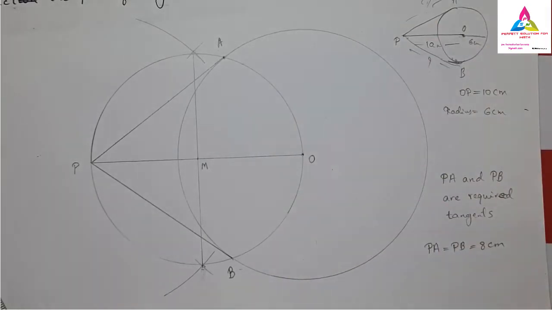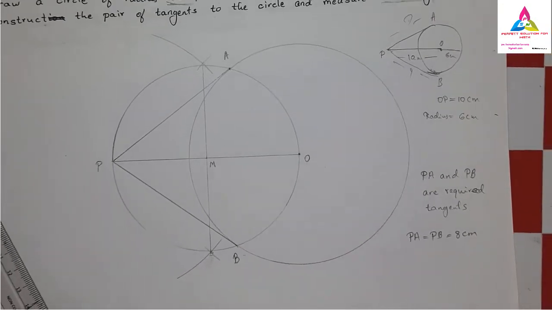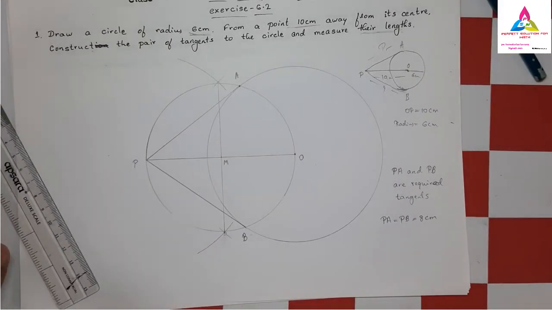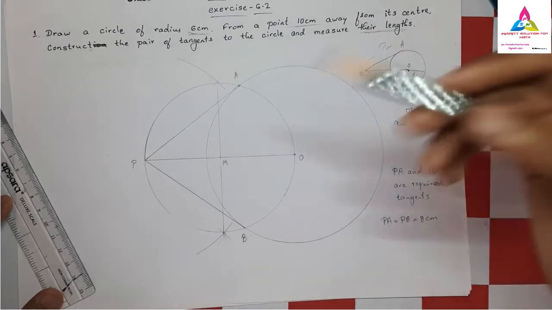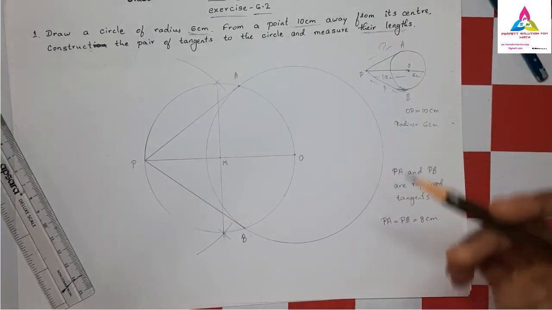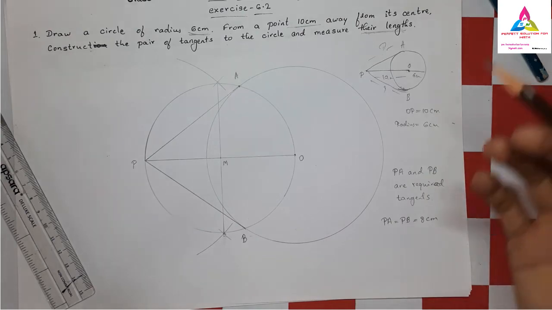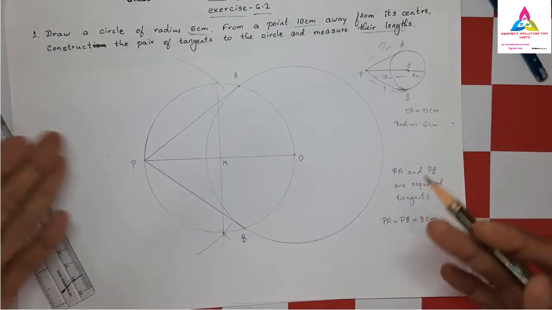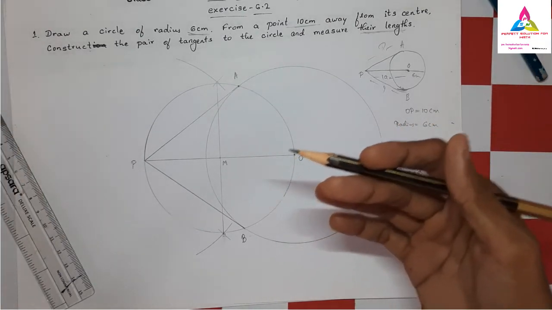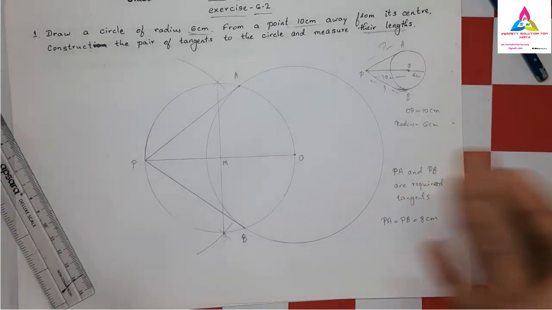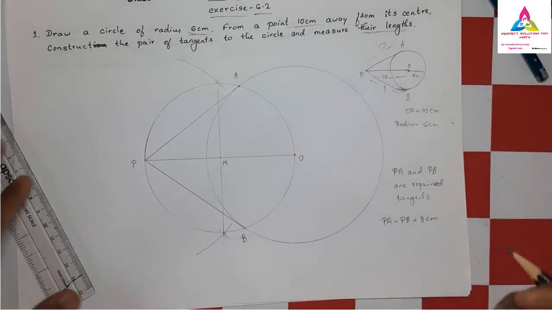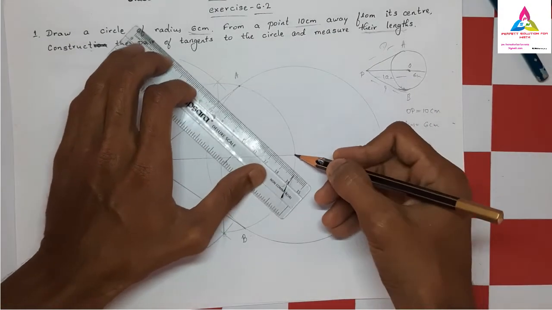This is the construction we have done. But this is not the final answer according to the question. We have to measure the length, and according to the question they have given, we have to write down the justification also. Here the construction is finished, but we have to write down the justification. To do the justification, some construction is needed. The construction part is over, but for the justification purpose we have to join here OA.